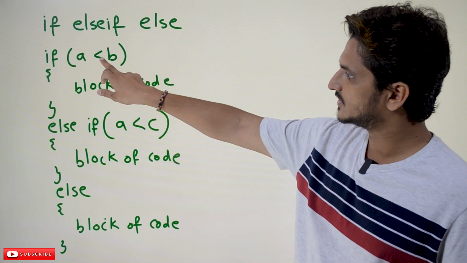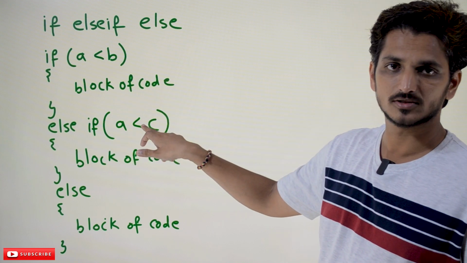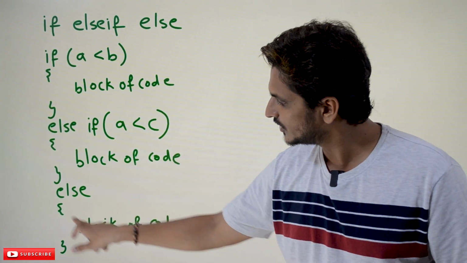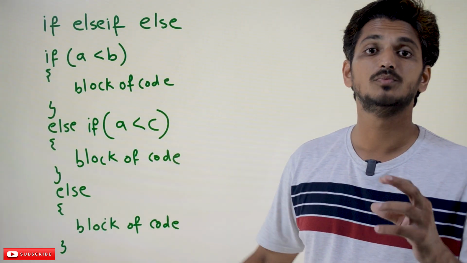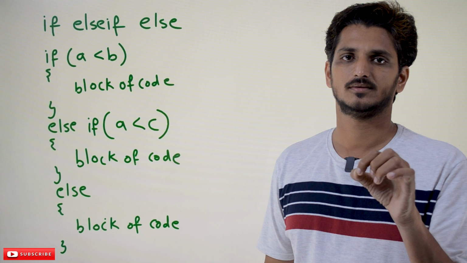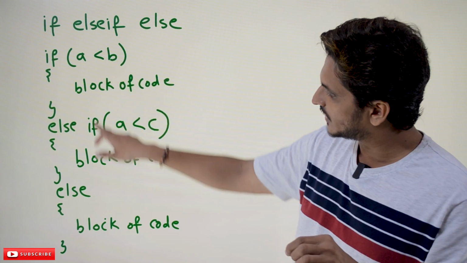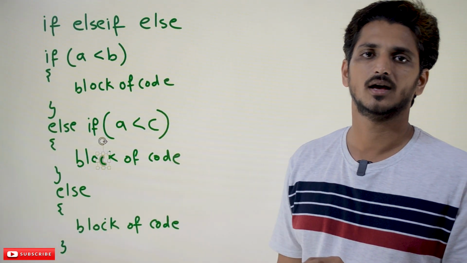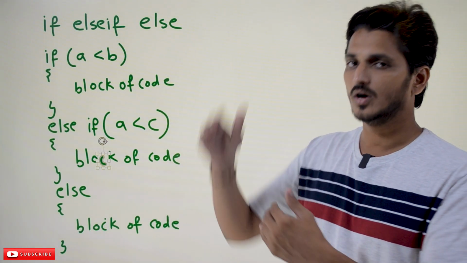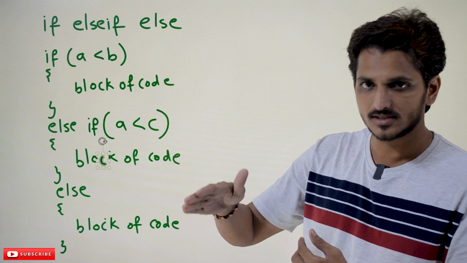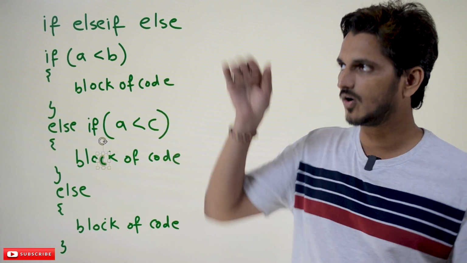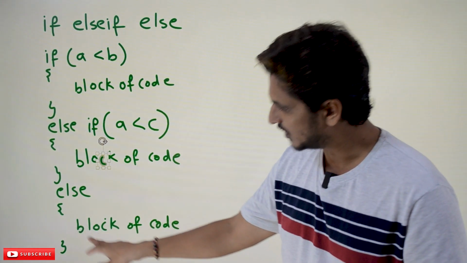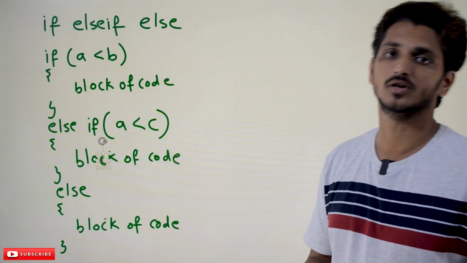If all the if conditions are false, then it is going to execute the block of code which belongs to the else block. Only if all the if conditions are false will the else block get executed. This is how if, else if, else if, else works. Only when all the if conditions are false is the else block executed. This is how it executes.